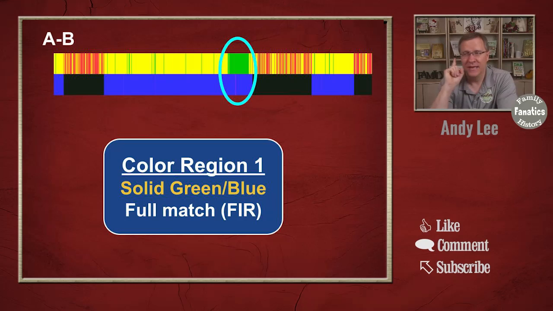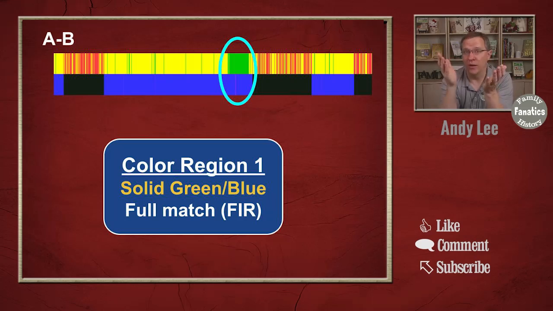What we've done is we've taken and blown them up a little bit so they're easier to see, but you have both the yellow, green, red on the top and then the blue, black on the bottom. So let's go over these color regions and what they mean. The first one is if you have a solid green area, and then there's blue underneath it. That indicates a fully matched region, a fully identical region.